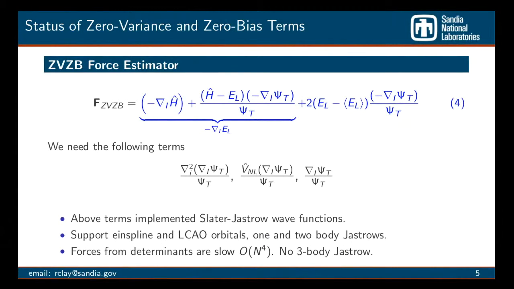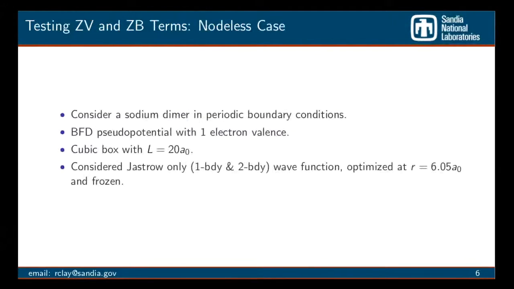And more importantly, it's important to set a benchmark for ourselves and be able to tell if the formalism is right. So what I'm going to do first of all is show the tests we've done on the zero-variance and zero-bias terms for a nodeless system. The reason I'm using a system without any nodes is for technical reasons. There are some divergence issues, which I'll talk about very soon.